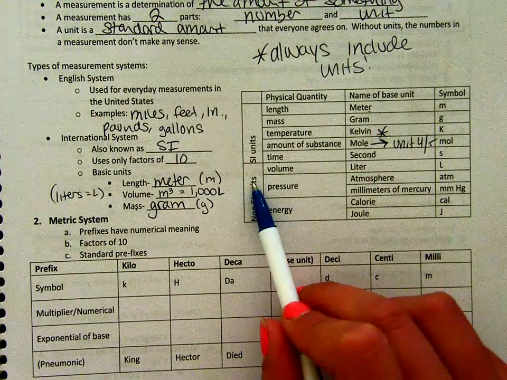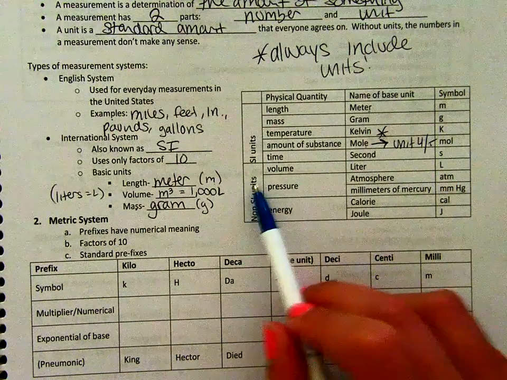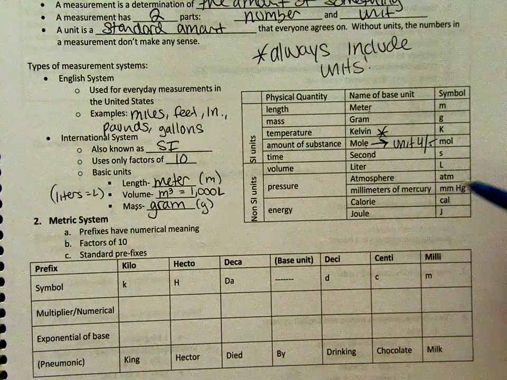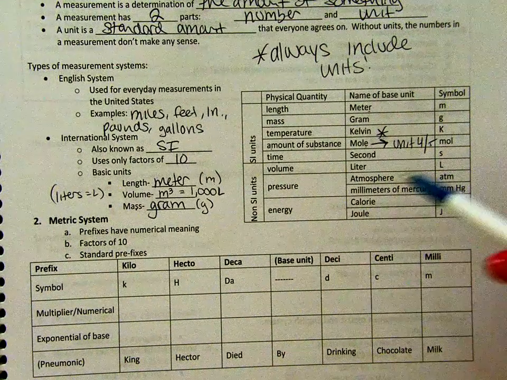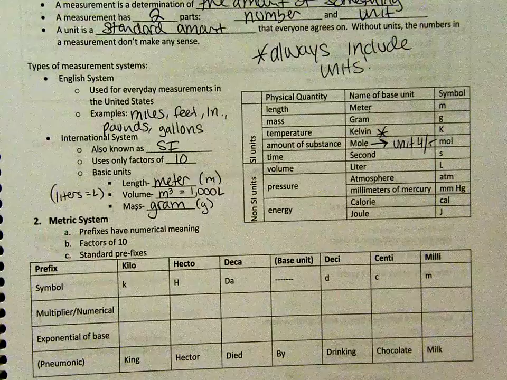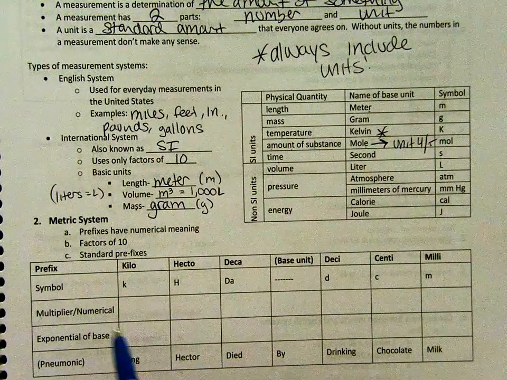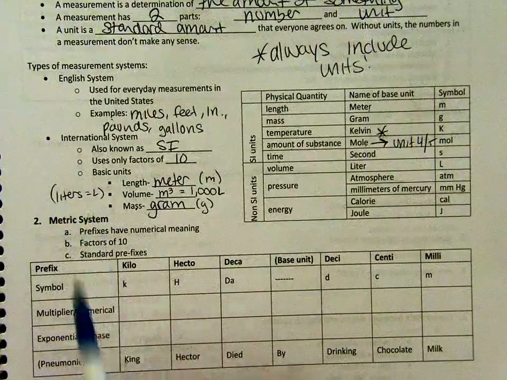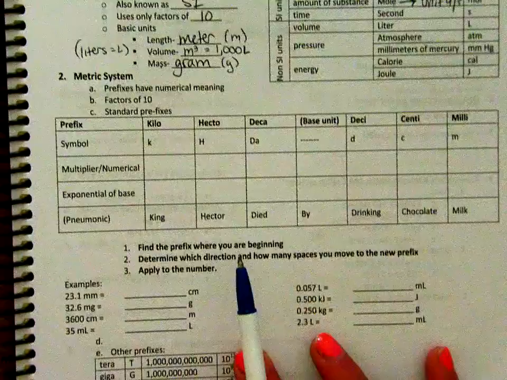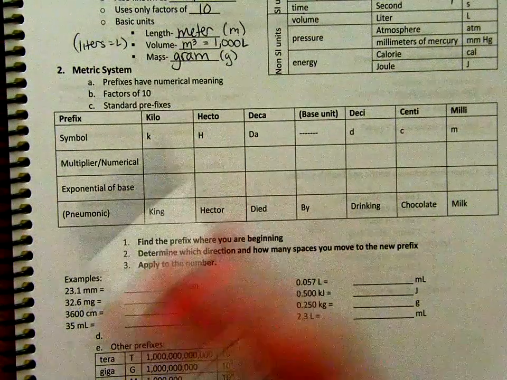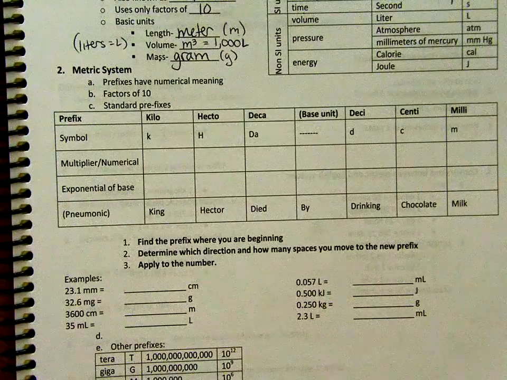Non-SI units, so things that we'll see that we have to learn to convert between, are liters, atmospheres, millimeters of mercury, calories, and joules. And we haven't seen these a lot yet, or you may not have seen them yet in your life, but we will work with them all this year. Now, the metric system is a very useful system that the rest of the world uses, and it's used most often because it's really easy to convert between.